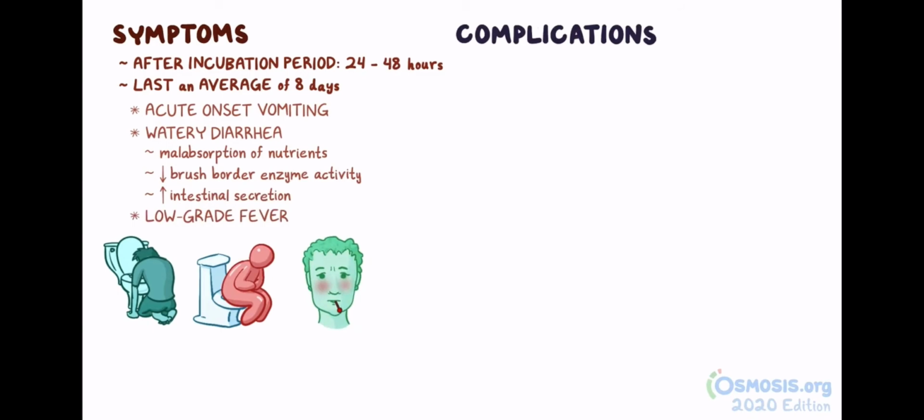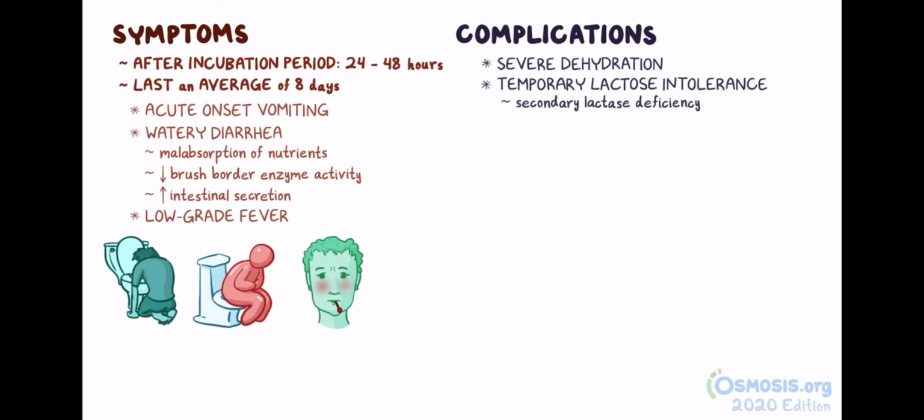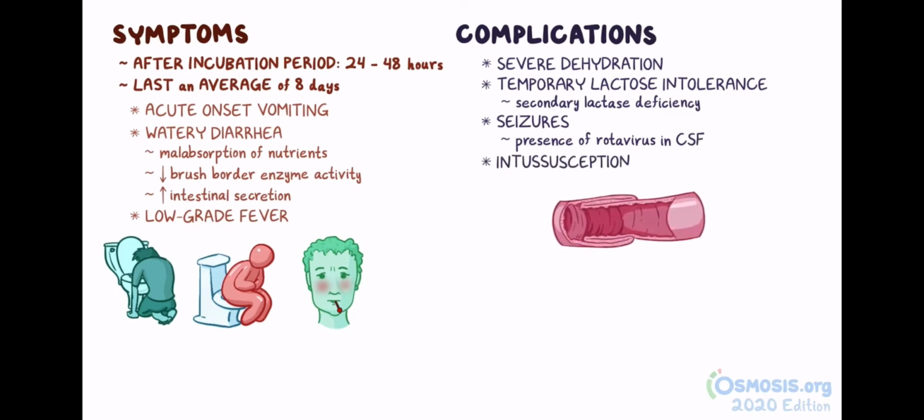Complications from rotavirus include severe dehydration, temporary lactose intolerance from secondary lactase deficiency, and seizures from the presence of rotavirus in the cerebrospinal fluid. Rotavirus has also been associated with intussusception, where a segment of the small intestine gets pushed inward, so you get doubling up of the intestinal wall, a bit like when a telescope retracts. This can be dangerous because it can cause intestinal obstruction.